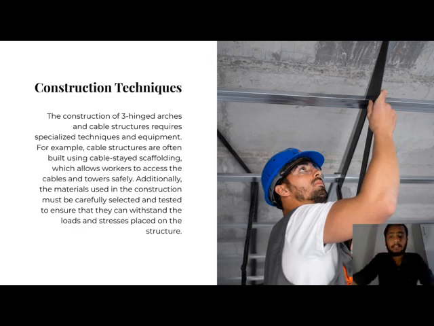Construction techniques. The construction of three-hinged arcs and cable structures requires specialized techniques and equipment. For example, cable structures are often built using cable-stayed scaffolding, which allows workers to access the cables and towers safely. Additionally, the materials used in the construction must be carefully selected and tested to ensure that they can withstand the loads and stresses placed on the structure.